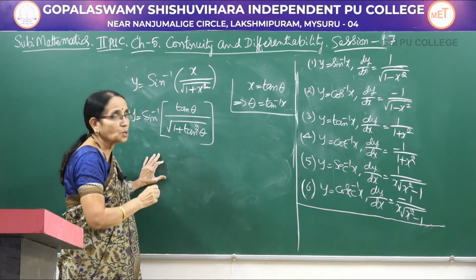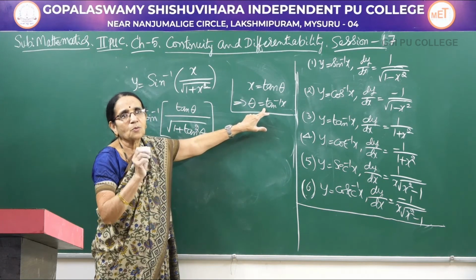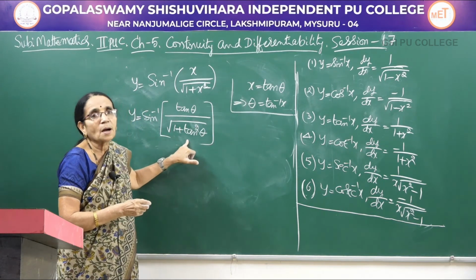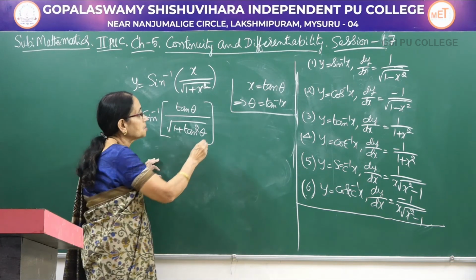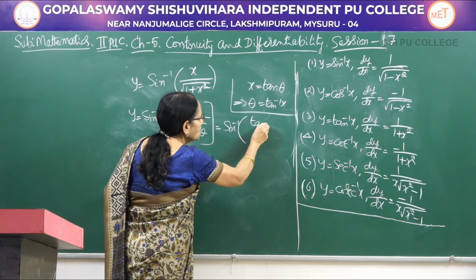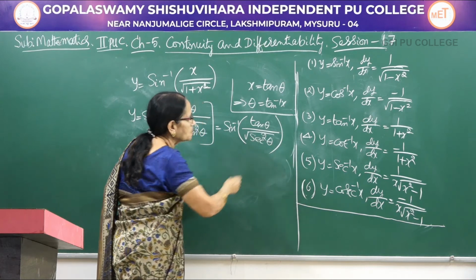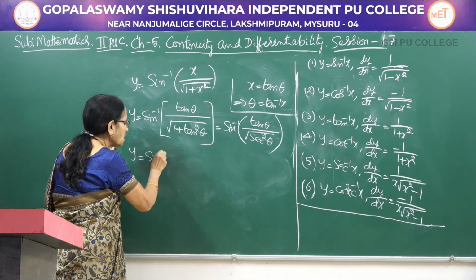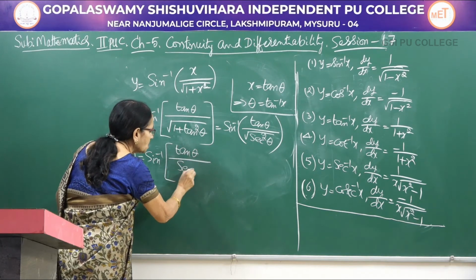See, in each problem to simplify, so much of information we will be using. First, I made use of the definition of the inverse trigonometric function for the substitution part. Now, I am using the identity. What is 1 plus tan square theta? The second identity says that it is equal to secant square theta. So, sin inverse of tan theta divided by root of secant square theta, isn't it? Now, what is root of secant square theta? It is secant theta, tan theta divided by secant theta.